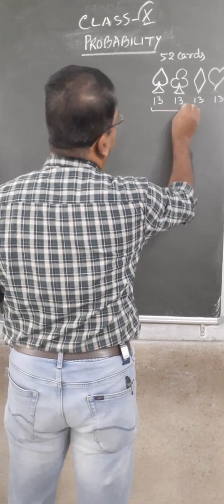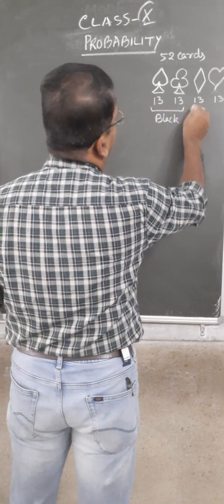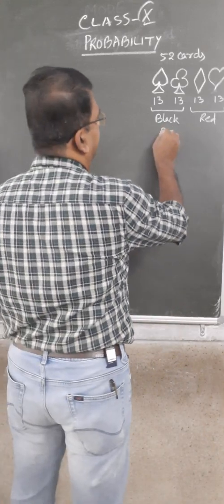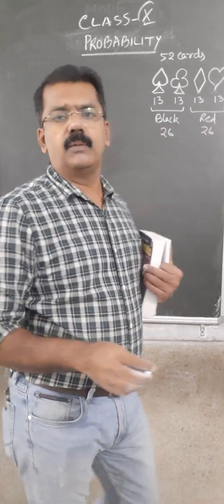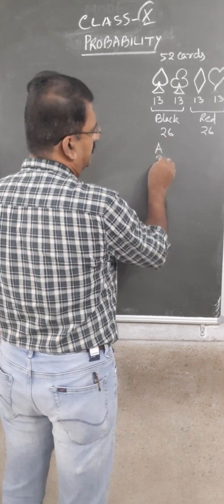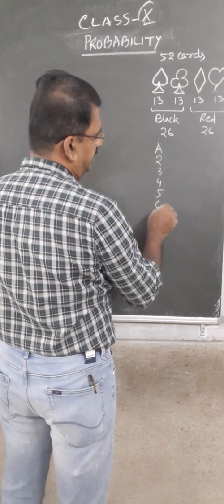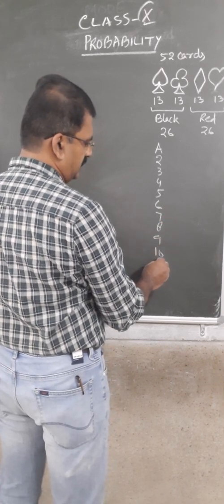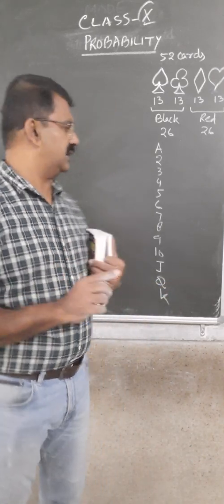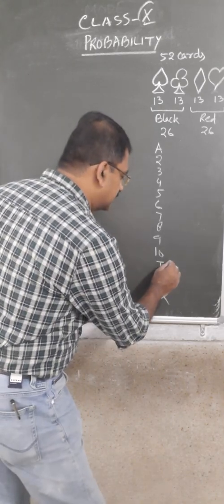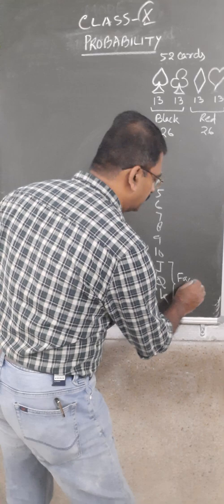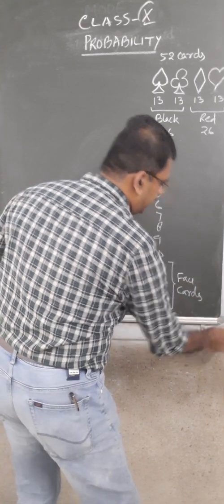Now, these two, they are black cards. And these two, they are red cards. That means, in a deck of cards, there are 26 black cards and 26 red cards. Now, in each suit, out of the 13 cards, we start with an ace. Then 2, 3, 4, 5, 6, 7, 8, 9, 10, Jack, Queen, King. You can see there are 13 cards. Each suit is like this only. And these three, Jack, Queen and King of all suits, they are face cards, because a face is made on these cards.